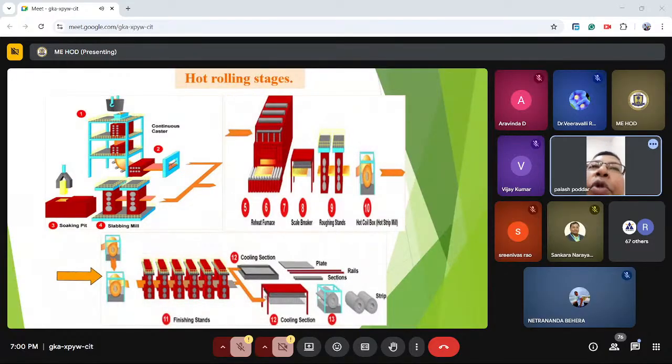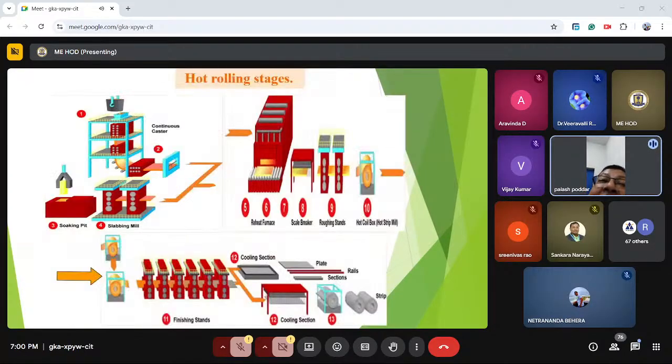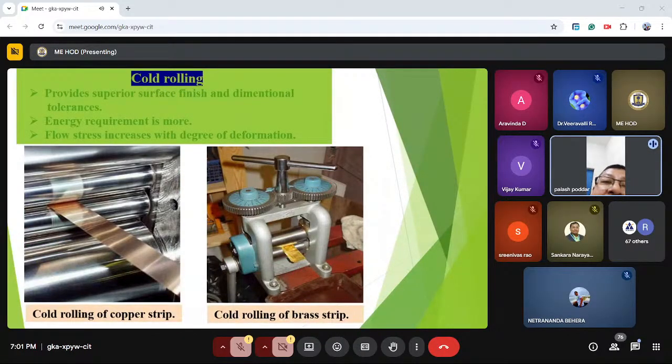Next, cold rolling provides superior surface finish and dimensional tolerances. Energy requirement is very high. As I told, hot rolling takes very little energy, whereas in cold rolling the energy requirement is very high because it is in cold condition. Flow stress increases with degree of deformation.